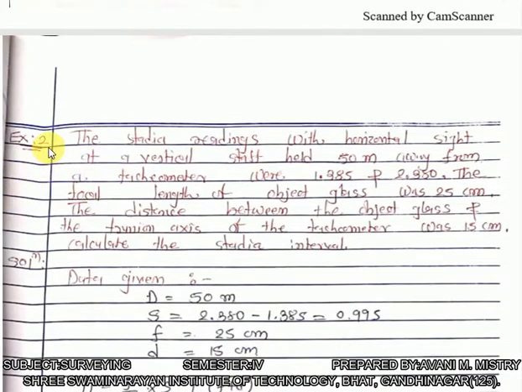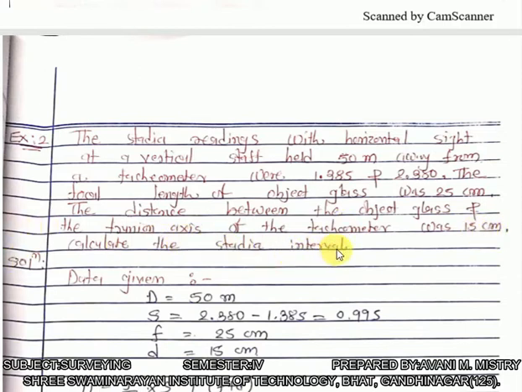Example number 2. The stadia readings with the horizontal sight at a vertical staff held 50 meter away from the tachymeter were 1.385, 2.380. The focal length of the object glass was 25 centimeter. That means small f is equal to 25 centimeter. The distance between the object glass and the trunnion axis of the tachymeter was 15 centimeter. That is the value of small d.